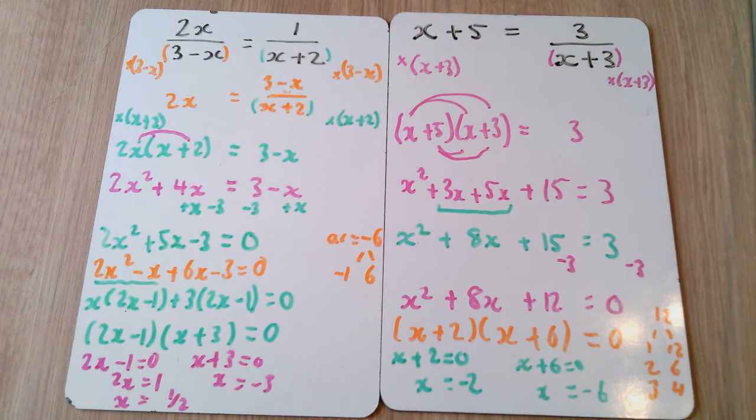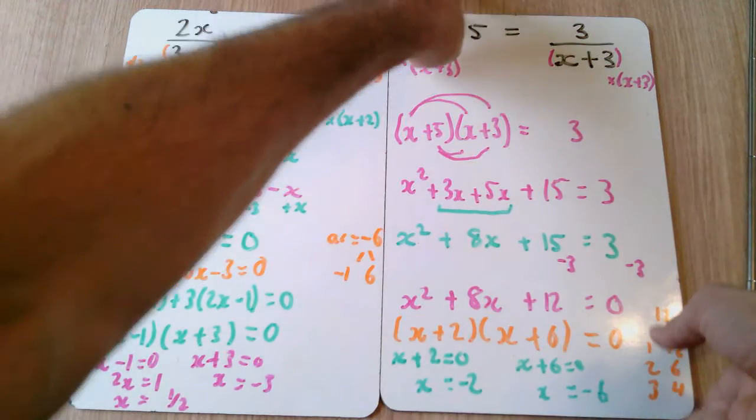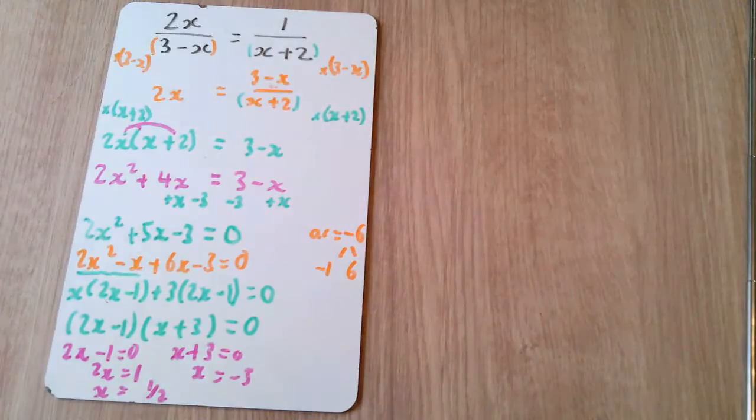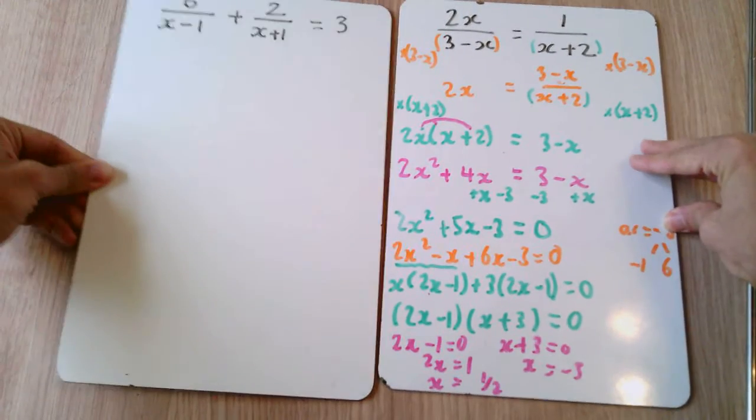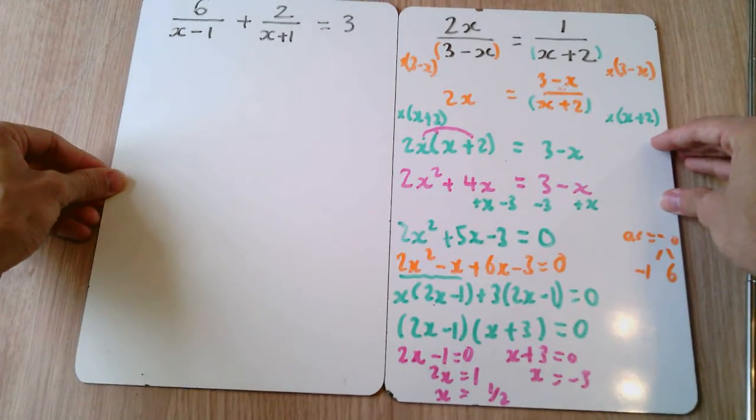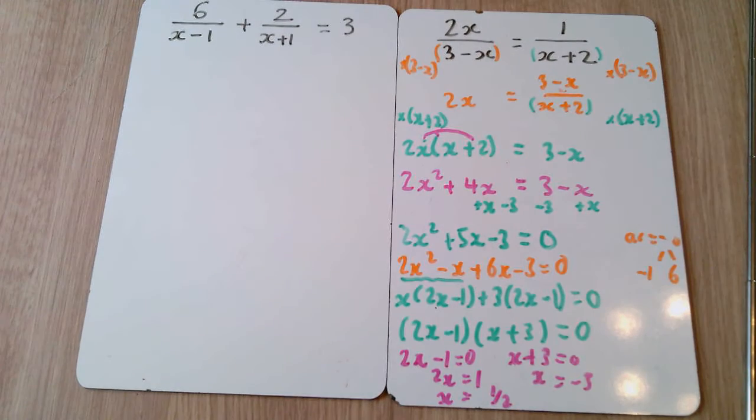And we're going to now look at one final scenario where we're not going to be able to factorise, so it means we're probably going to have to use the quadratic formula, and that I'm going to show you over here. This is our final example. 6 over x - 1 plus 2 over x + 1 is equal to 3.